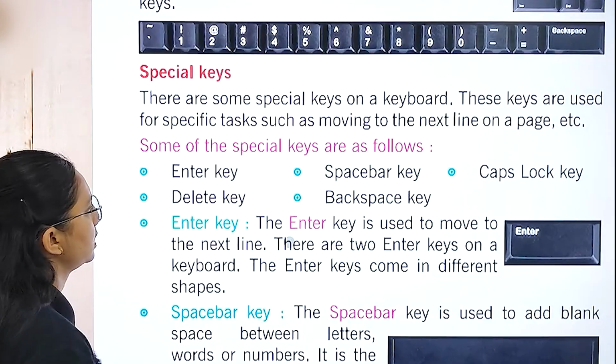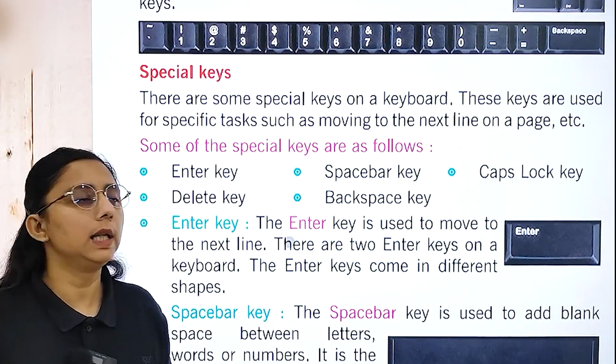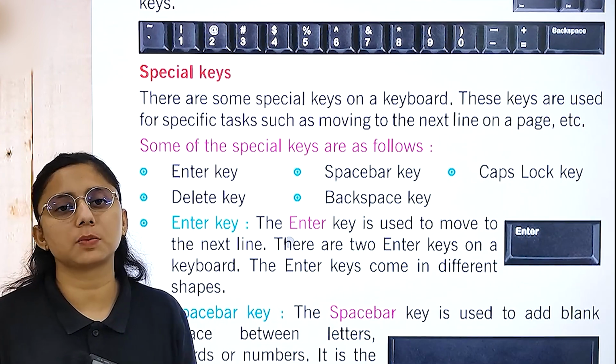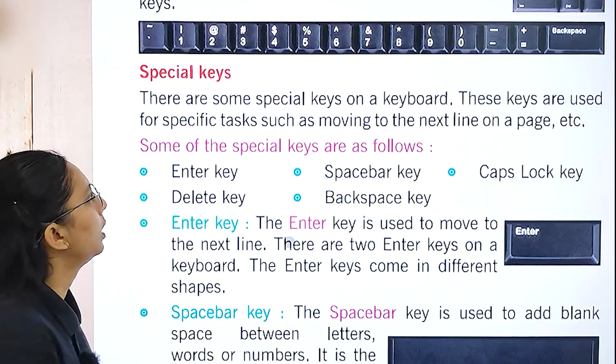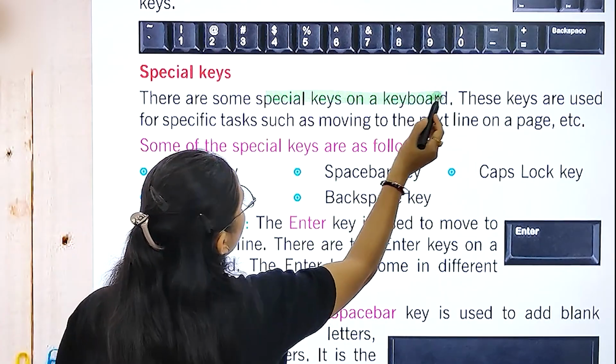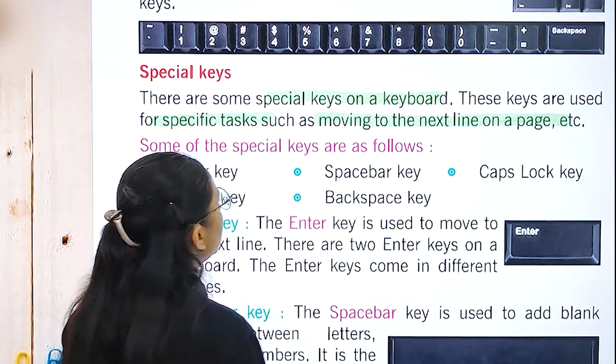Now some special keys. What are the special keys? Like the enter key, space bar key, delete key, caps lock key, or backspace key. These are some special keys that we have on our keyboard. There are some special keys on the keyboard. These keys are used for specific tasks like moving to the next line on a page.